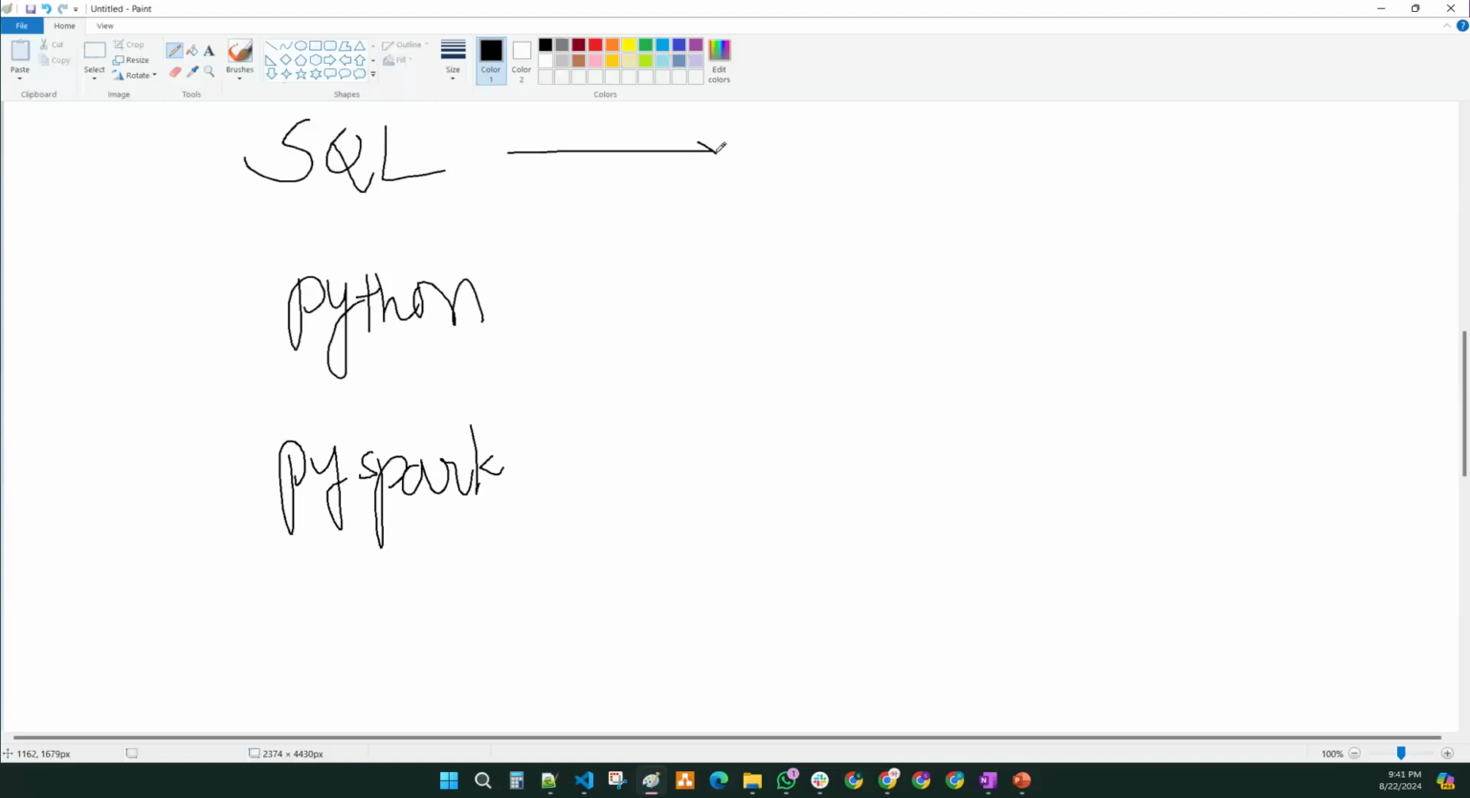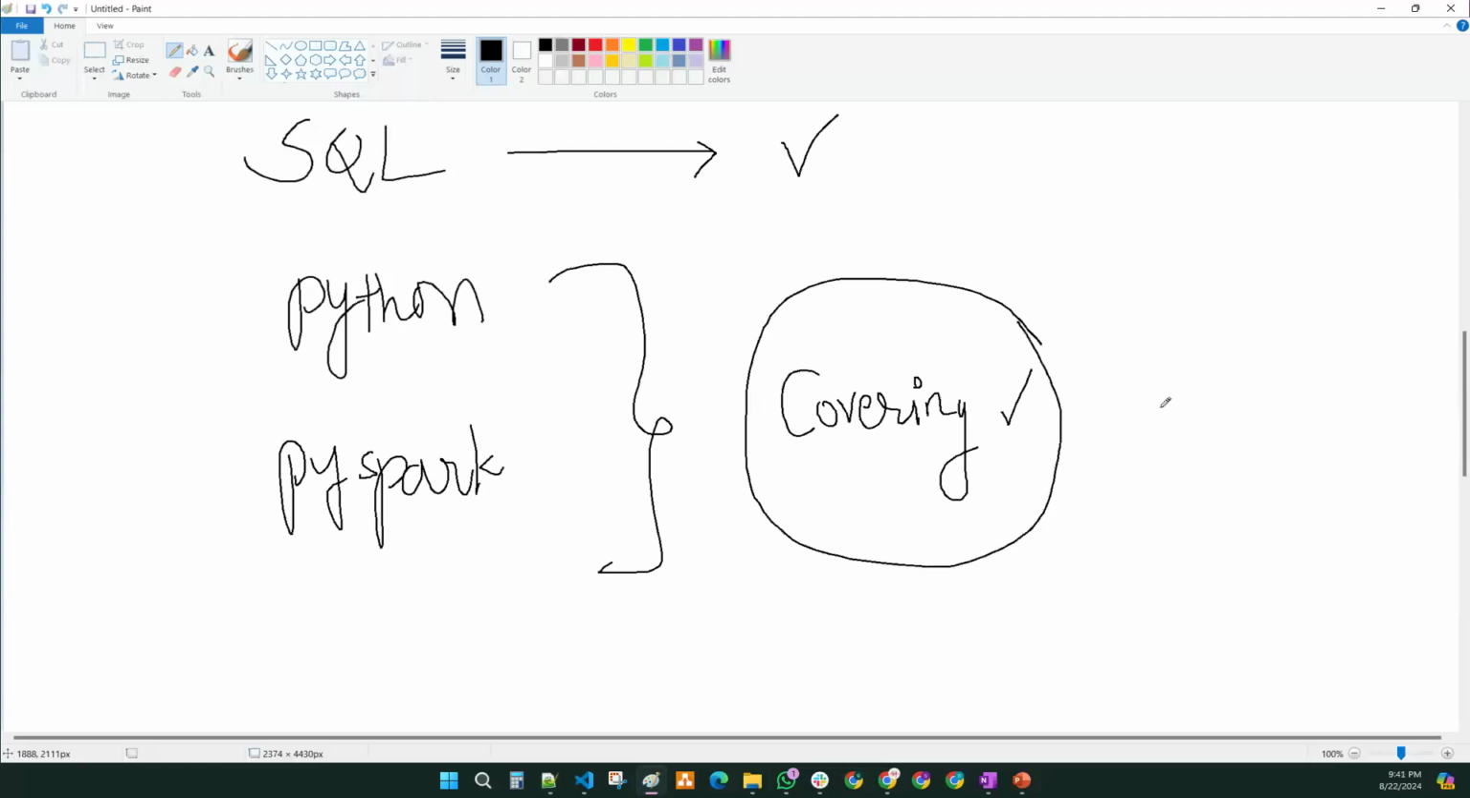SQL you need to have, so this is a prerequisite. Python and PySpark I am covering here. How much knowledge of Python and PySpark is required for you, I am going to teach. You don't need to worry about whether it is basic or advanced, or how much we need to know. I am going to cover Python and PySpark in the sessions. SQL is a prerequisite for the course.